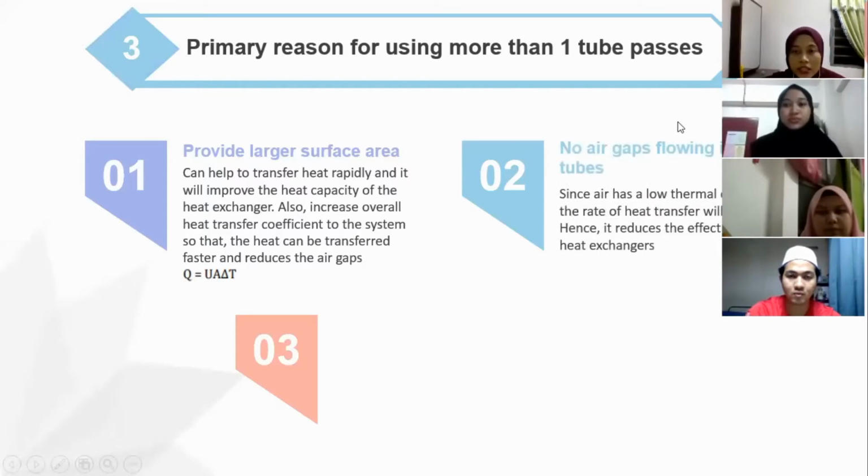The second is no air gaps flowing inside the tubes. Since air has a low thermal conductivity, the rate of heat transfer will be slower. Thus, inside the tube, we need to make sure that only fluid flows inside the tube, and there are no air gaps, because air gaps will reduce the effectiveness of the heat exchanger.